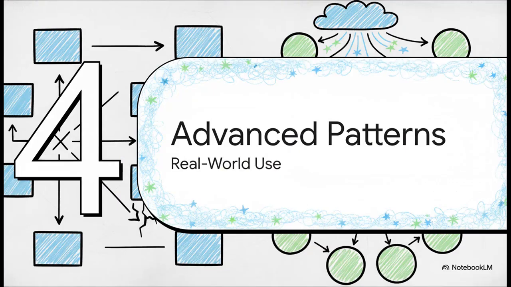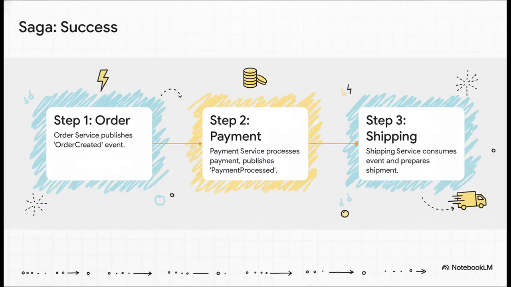This ability to both decouple our services and to have this historical log of events, it lets us solve some really tricky problems, especially when it comes to keeping data consistent across a bunch of different independent services. One of the most powerful ways to do this is called the saga pattern. It's basically a recipe for managing a complex process that touches lots of different services. So let's walk through a successful order.